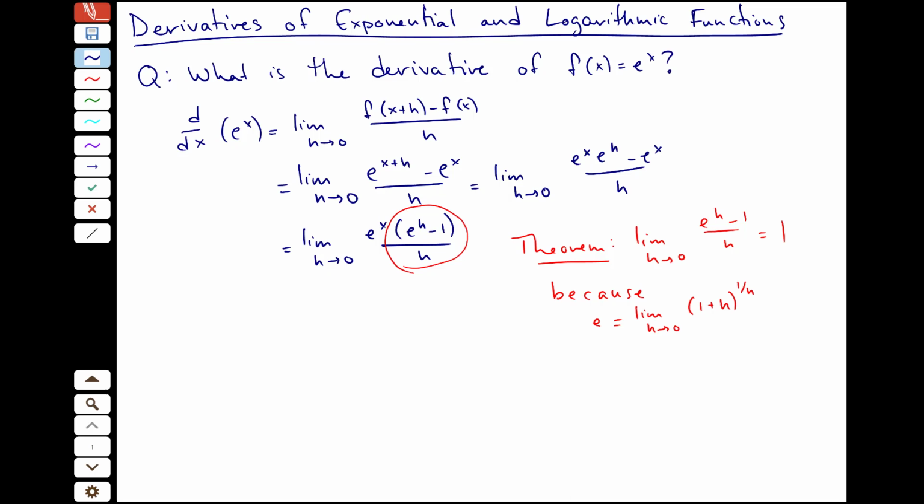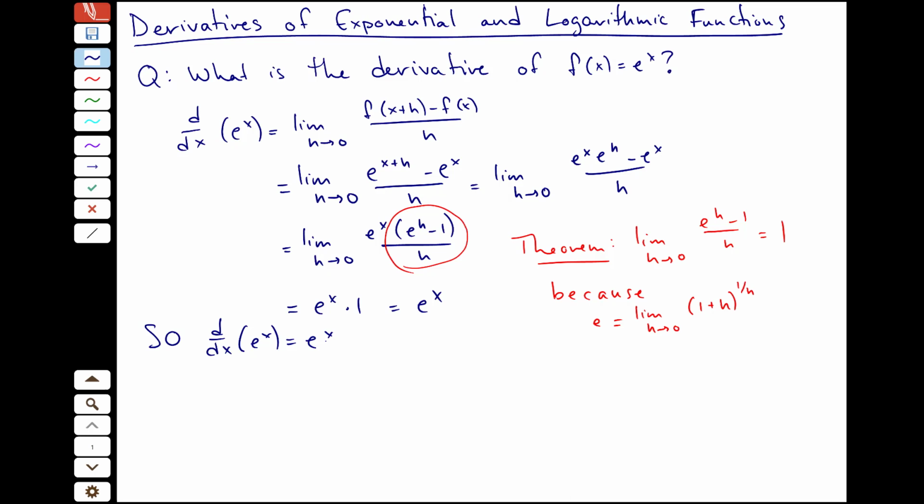So here, when we're taking this limit, the part that I've circled goes to 1, and so the entire limit goes to e to the x times 1, which is just e to the x. So what we've seen is that the derivative of e to the x is just e to the x. Nothing happens when we take the derivative. In other words, something does happen. We've taken the derivative. E to the x is its own derivative. It describes its own rate of change.